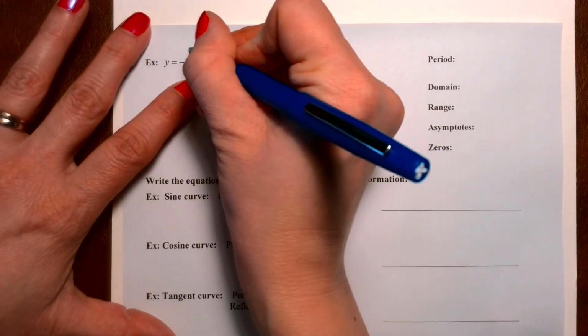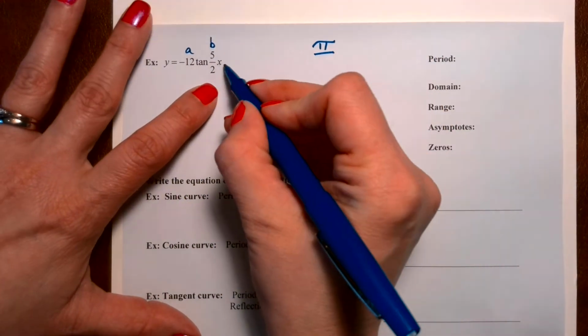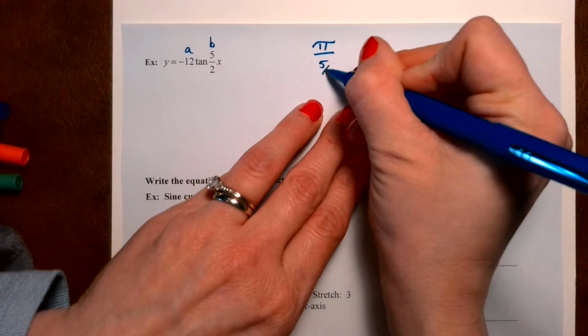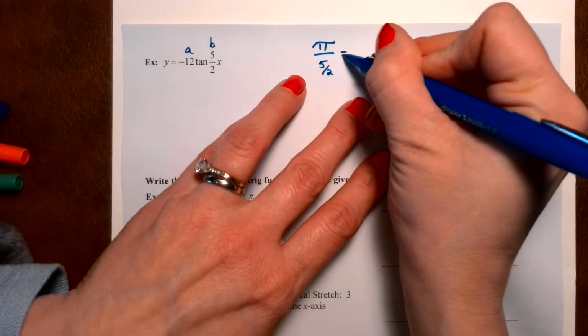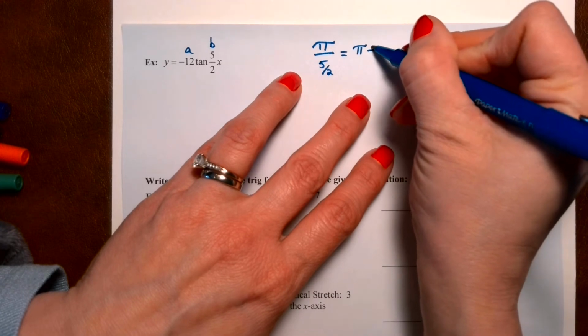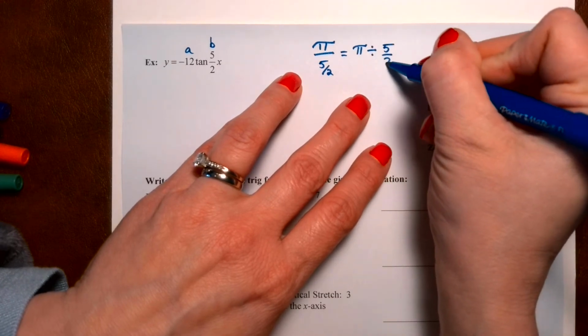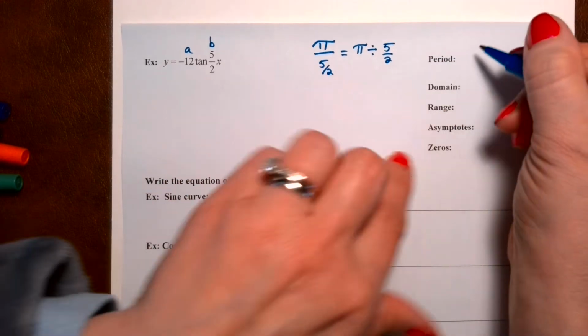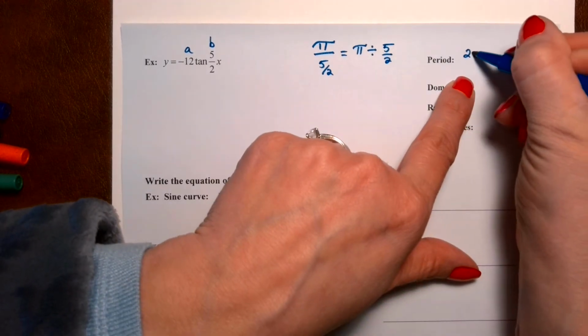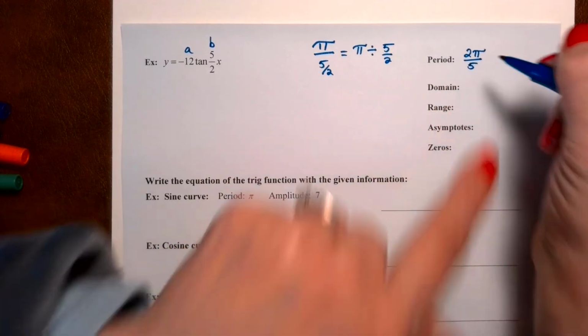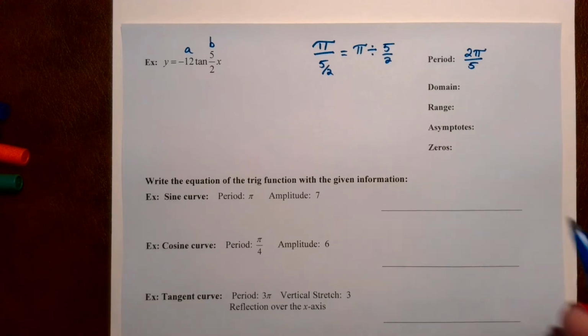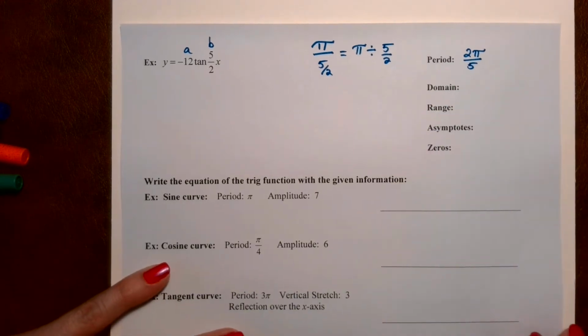Okay, so we've got an a value here. The b value in front of x is 5/2. Let's go ahead and write this as divide by 5/2. Keep change flip. That's going to be 2 pi over 5. Well, that's the period. What would the section be?